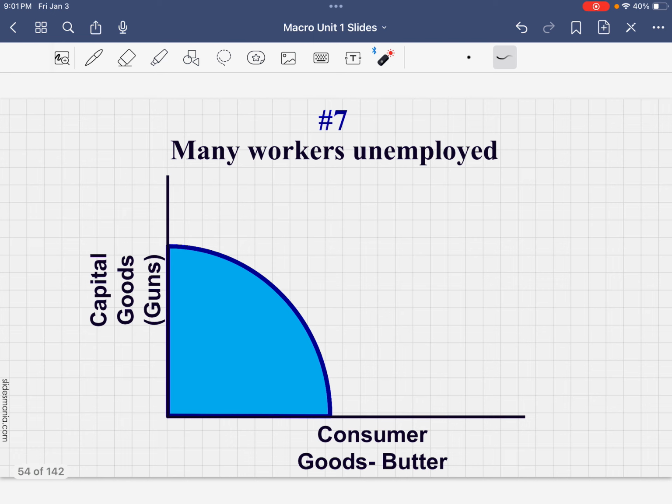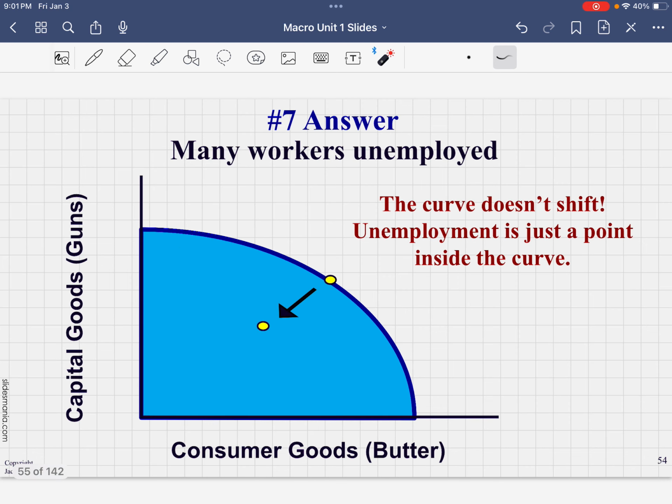Okay? Many workers are unemployed is the next one. So we've got people not working that could be working. It's not that they're dead. It's not a change in labor. It's just they're not working. So the curve doesn't shift at all. This is another trick question. Unemployment is just a point inside the curve. This would cause that recessionary point. So here is this natural rate of unemployment. If more people are not working than should be working, this is an unnatural rate of unemployment. It's a recessionary point. Okay.